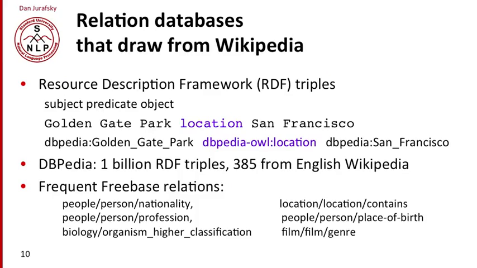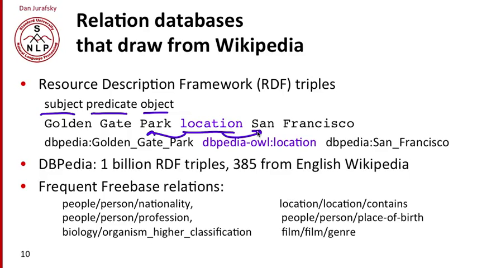These databases that draw from Wikipedia tend to represent the information in what are called Resource Description Framework triples, or RDF triples. And an RDF triple is just a subject, some sort of predicate, and an object. So the predicate is what we're calling a relation. So location would be a predicate in RDF. So we have Golden Gate Park, location, San Francisco. So a location relation between Golden Gate Park and San Francisco.